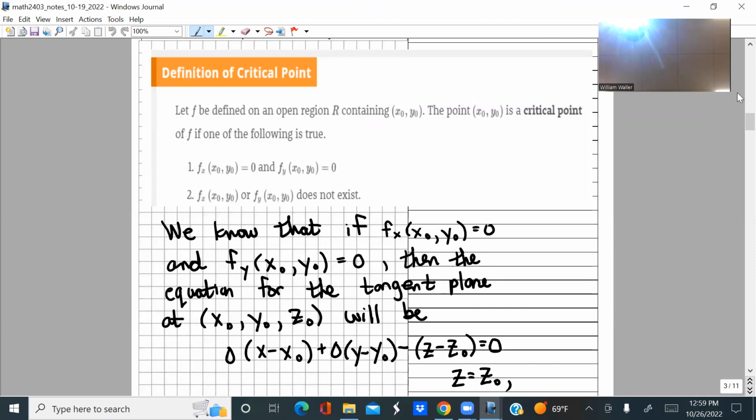The equation for the tangent plane is going to have 0 times this, so that becomes 0, and 0 times this, so this becomes 0. Then you just get the minus 1 times z minus z0. If you solve that equation, it's z equals z0. So what sort of surface is that? It's flat. It means z is always a constant, x and y can be anything. So you just get a flat plane at this level.